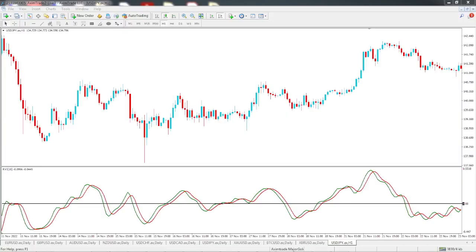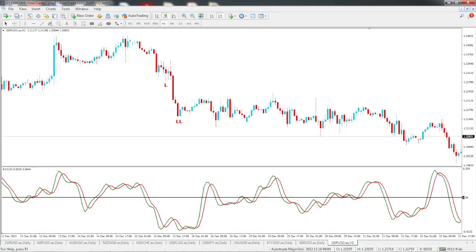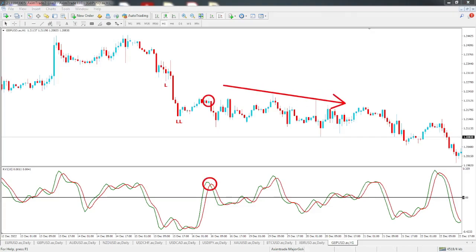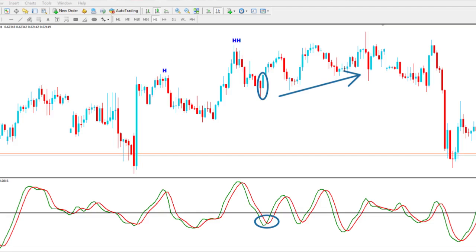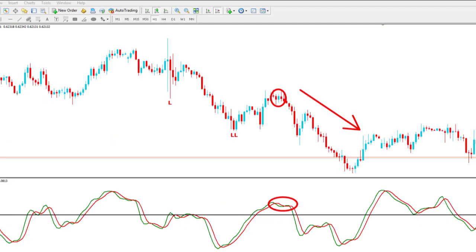Crossover. For the crossover method, traders will look for the two lines to intersect and then execute a trade by following the major trend direction. This means that once traders confirm that a bullish trend is underway, they should go long when the RVI crosses over the signal line. Similarly, once traders confirm that a bearish trend is underway, they should go short when the RVI crosses the signal line. Here are a few examples of RVI crossover signals.